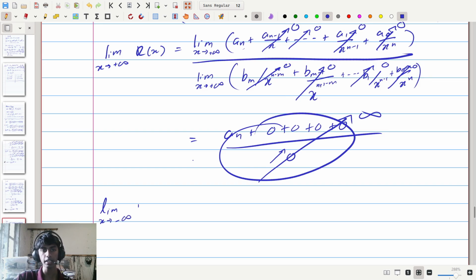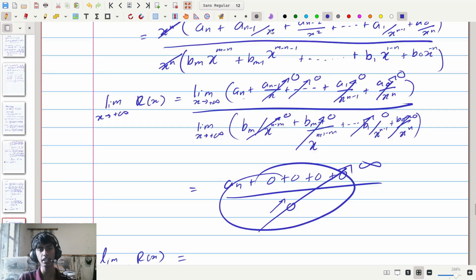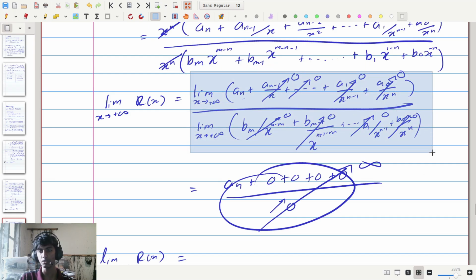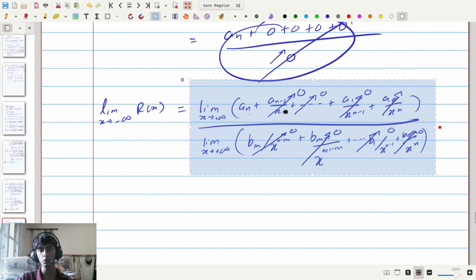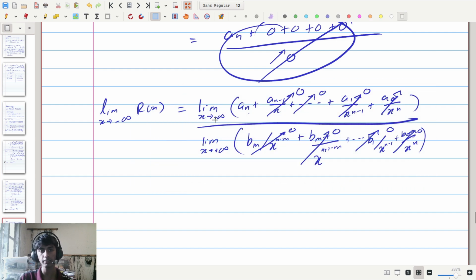As x approaches negative infinity, R of x is equal to, and then here I'm going to copy the exact same thing, because of course as we saw in the previous two examples, nothing changes in between these two, so we can copy paste this directly and write the exact same thing, except now we have negative signs. So here we have the limit as x approaches negative infinity.